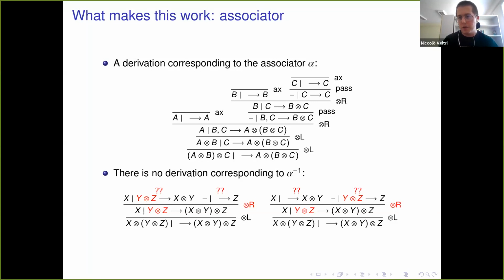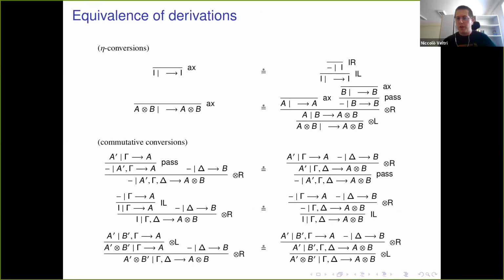equations of a skew monoidal category hold. But for that, one has to come up with an equivalence of derivations. So we have to identify some derivations. I'm not going into details here. So we have these 5 equations.